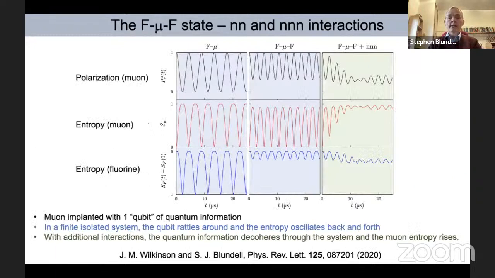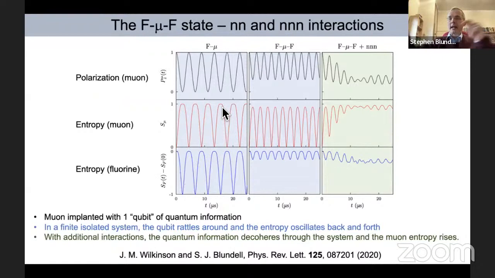So another way of thinking about this is in terms of quantum information, and this is how the quantum information comes in. You say that your incoming muon is implanted with one qubit of quantum information. If you just have the muon and two fluorines, that quantum information just rattles around a small system, and therefore the entropy of the muon just oscillates backwards and forwards between zero, when the muon is fully polarized, to losing its bit of information when it's all been transferred to the fluorine, but then it comes back again. And the quantum information just oscillates backwards and forwards.